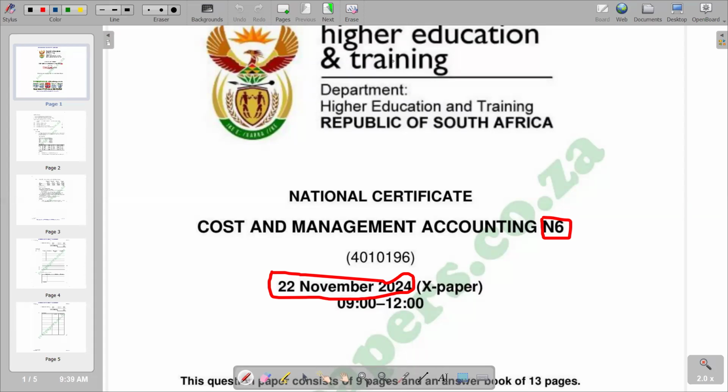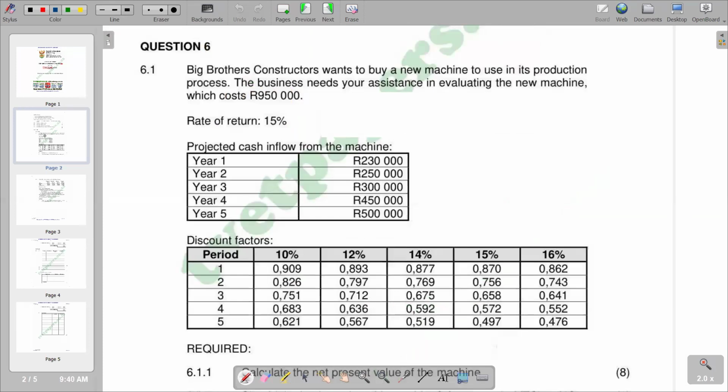In this video, we want to look at a question from the question paper of November 2024, and we are going to look at the calculation of the net present value, and also we are going to prepare the debtors collection schedule, and also the cash budget. So, going to our question, this is question 6 on that question paper of November 2024.